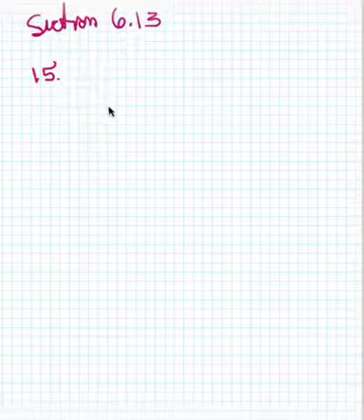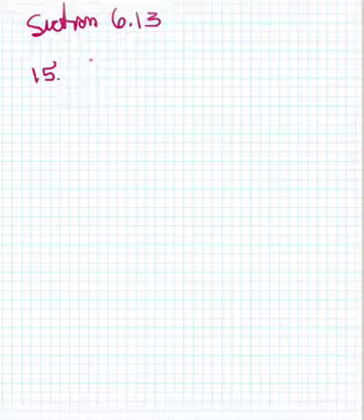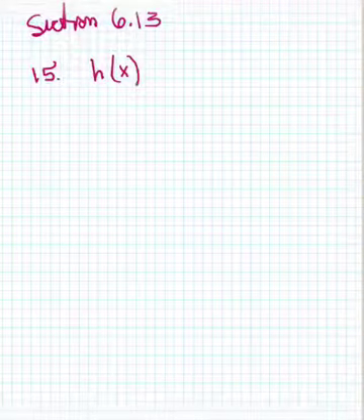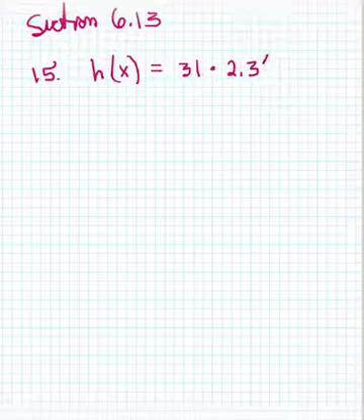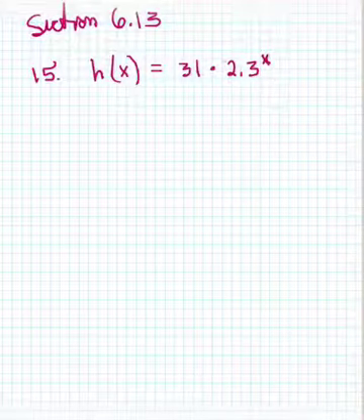Alright, hi everybody. We're doing problem number 15, and the function is h of x equals 31 times 2.3 to the x. Now what this means, this is a power function, first of all, remember, because it fits this form right here.